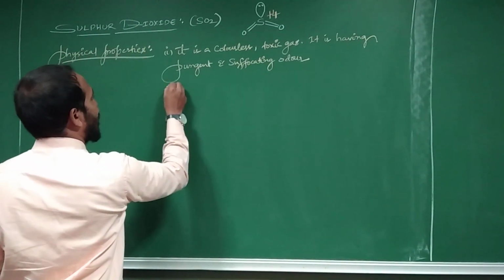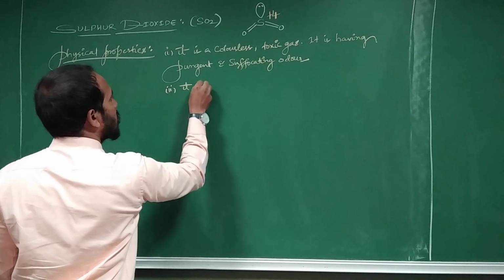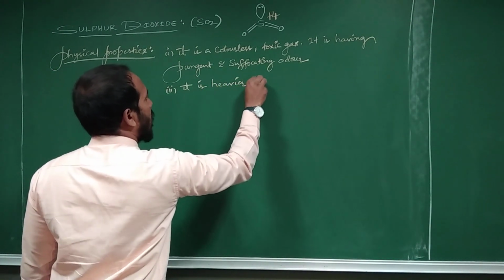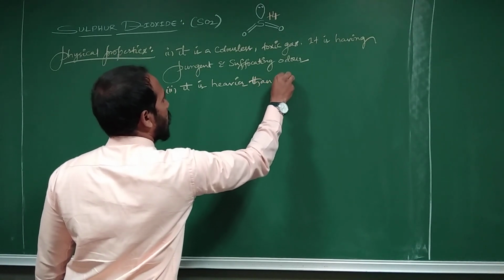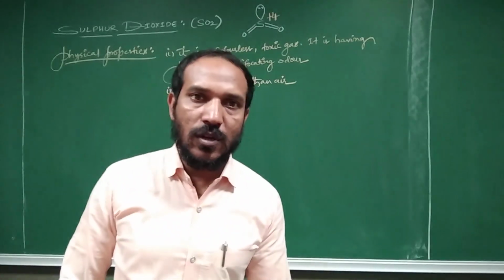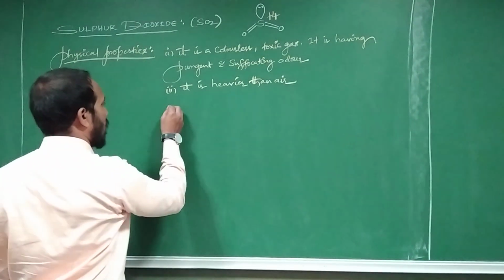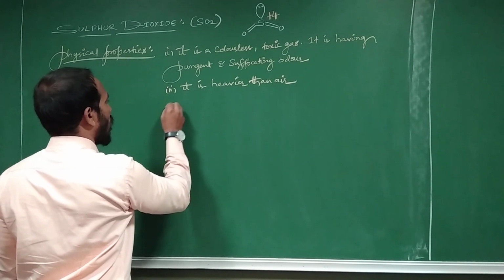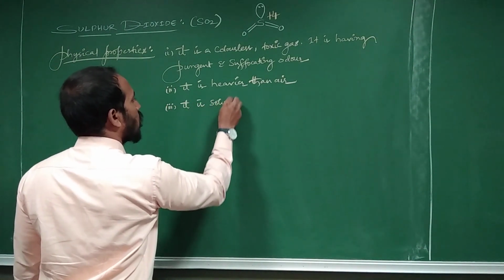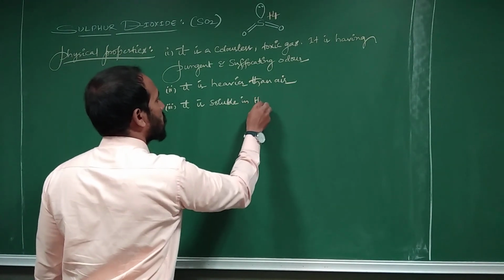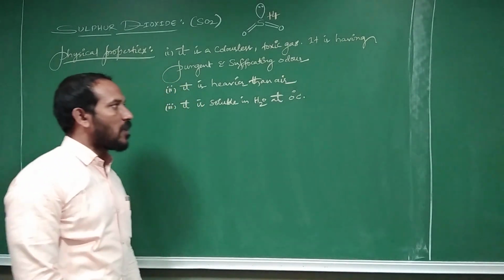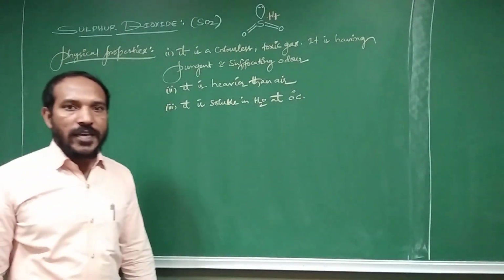And the second one is that it is heavier than air. It is heavier than air. Means the weight of the sulfur dioxide will be what? More than the air. And the third one is that it is soluble in water at 0 degrees C.